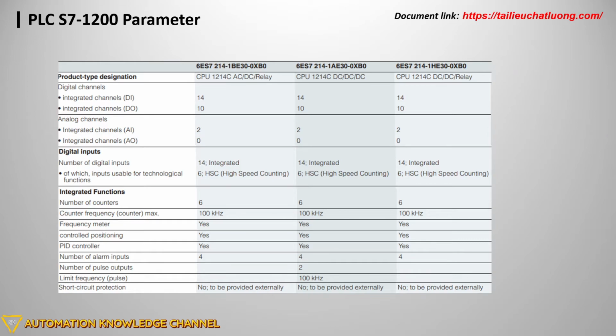Now we see some S7-1200 PLC parameters. We have three types of PLC. We use CPU 1214C AC/DC/relay. We have three types: DC/DC/DC, DC/DC/relay, and AC/DC/relay. With these parameters, depending on the machine you work with, you can choose the PLC.